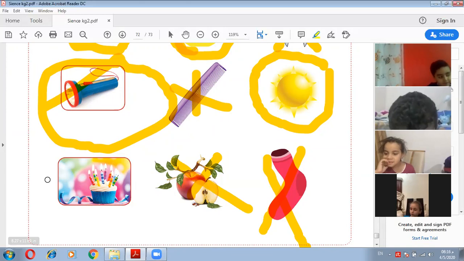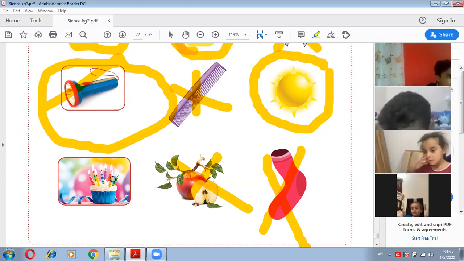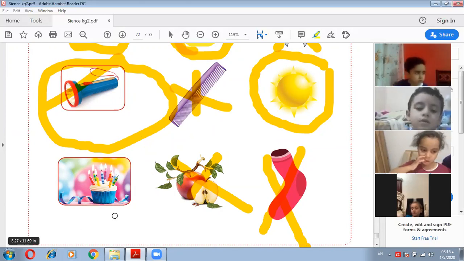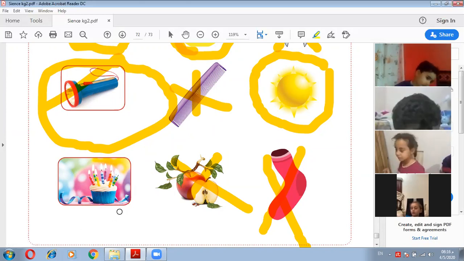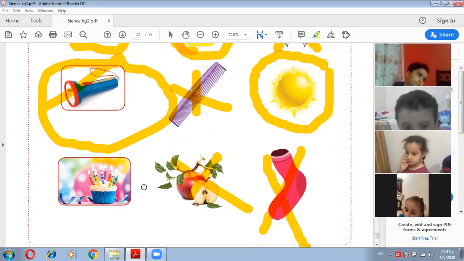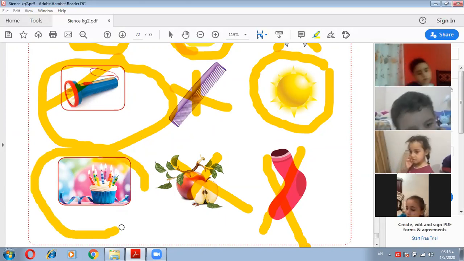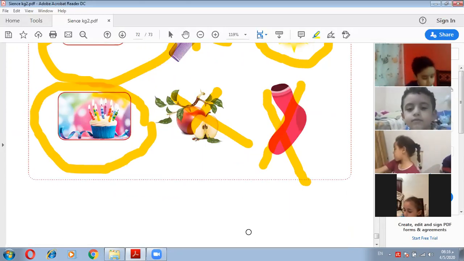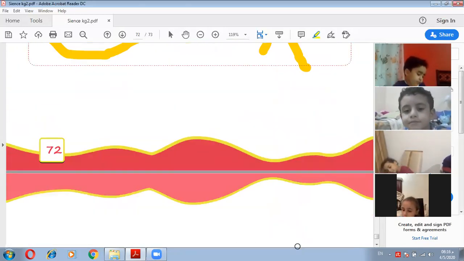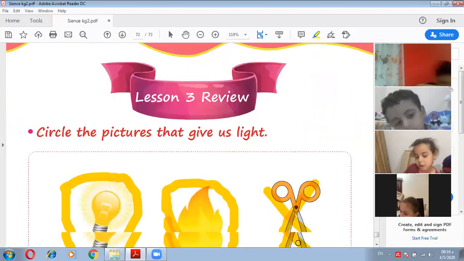Here, what is this? Who can tell me what is this? Candle, yes. So do candles give us light or not? Yes. So draw a circle on the candle. Okay. So this is for today in science, KG.